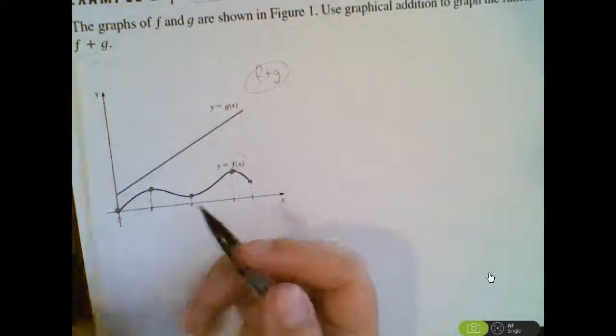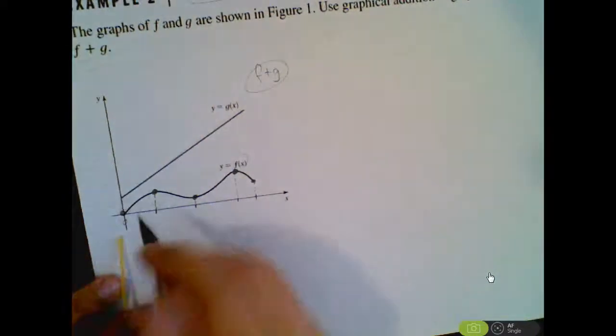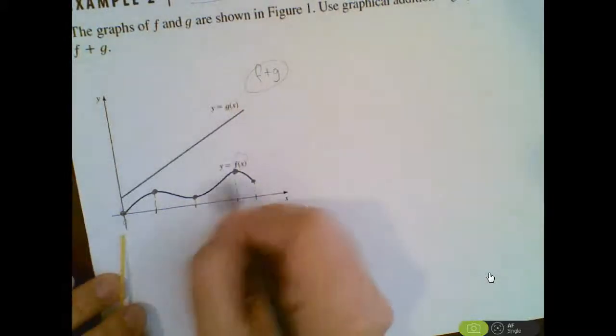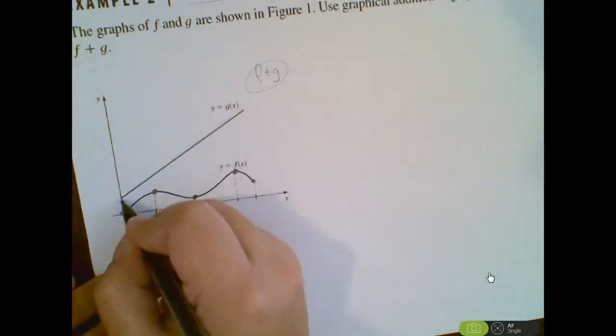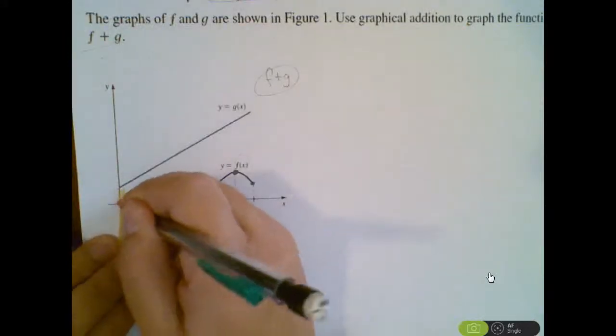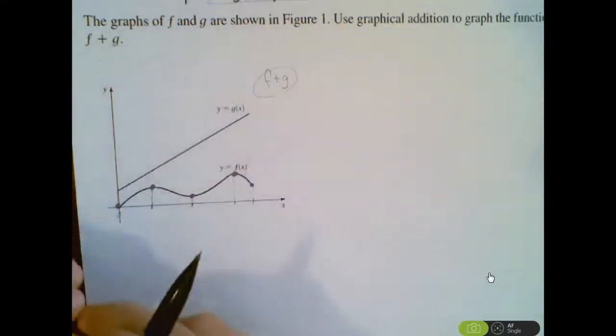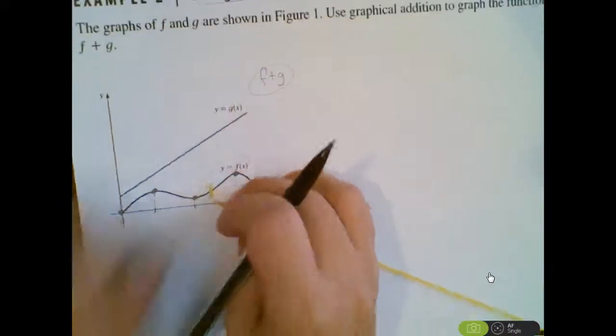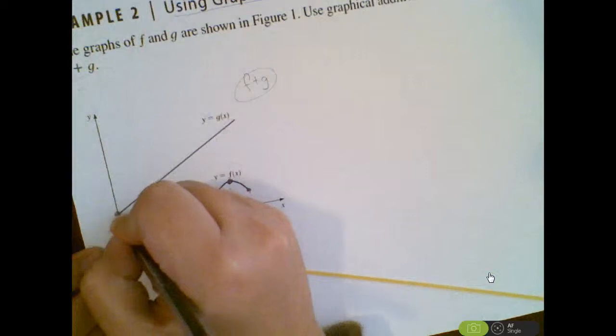So I'm going to use my spaghetti. The height at x equals 0 for f is 0, and for g is this much. So I'm going to split my spaghetti. I hope this works. Okay, so that's how tall g is when x is 0. So f plus g just looks like g.